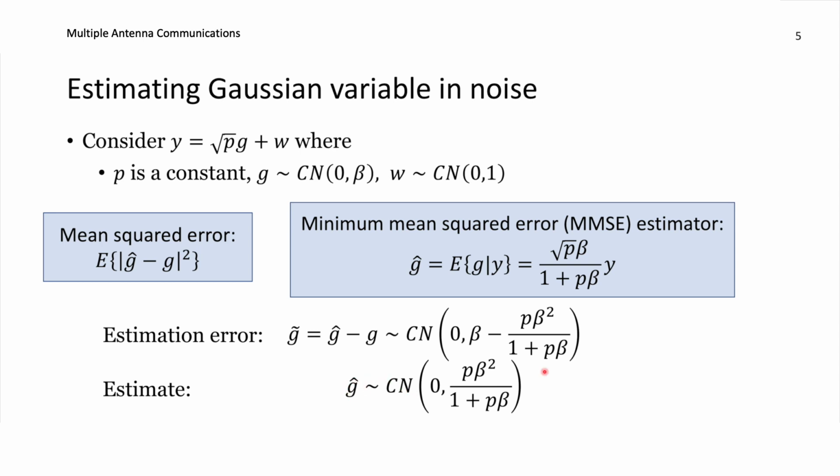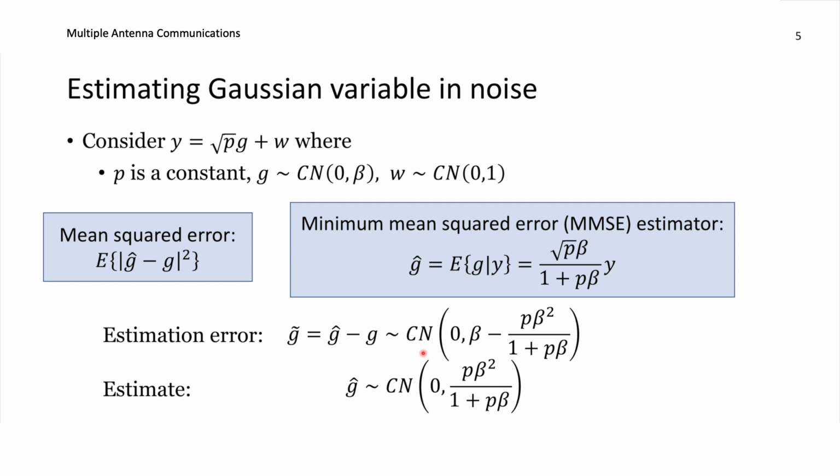So if you would like to generate channel estimates, instead of first generating y and then computing G hat like this, we can just draw random realizations of this complex Gaussian distribution. The estimation error, which we define as G tilde being G hat minus the true value of G, is also going to be complex Gaussian distributed.